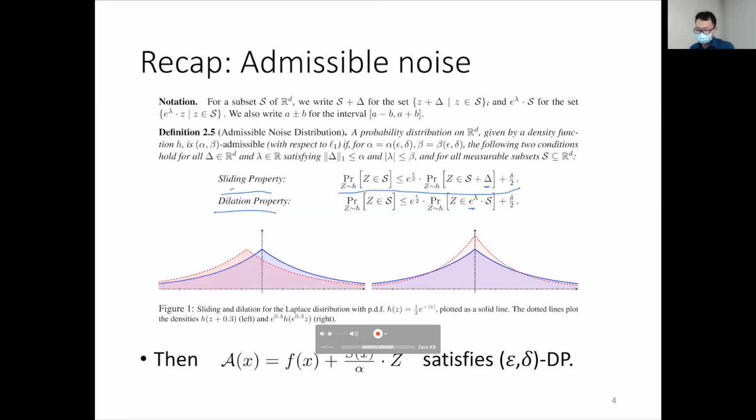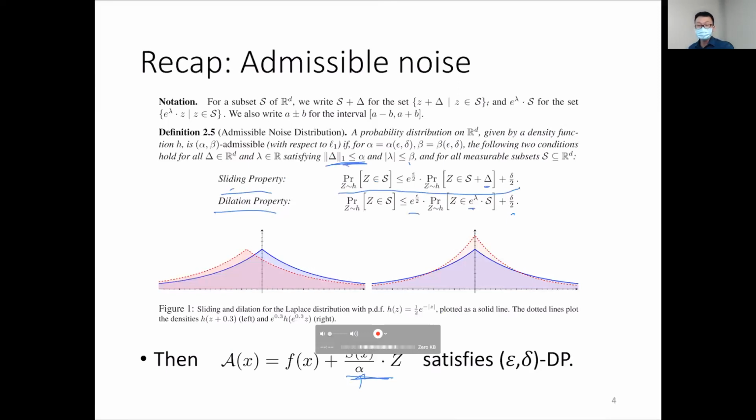This is called dilation, or scaling, of the noise, and it doesn't really change the noise too significantly. So that's the dilation property, and it follows the same notion of epsilon-delta indistinguishability. If both these two conditions are true, then we can just add noise with magnitude proportional to the smooth sensitivity, with alpha chosen appropriately and beta being the smoothing parameter of the smooth sensitivity, and altogether this algorithm satisfies epsilon-delta DP.